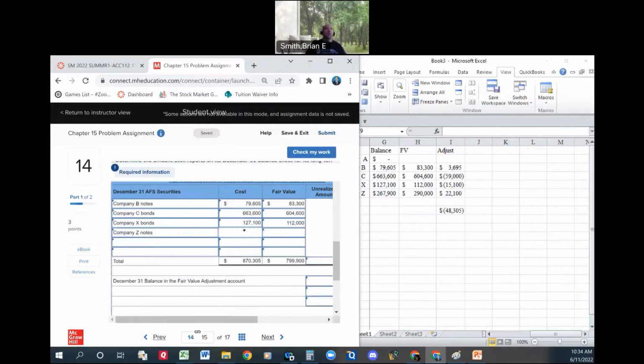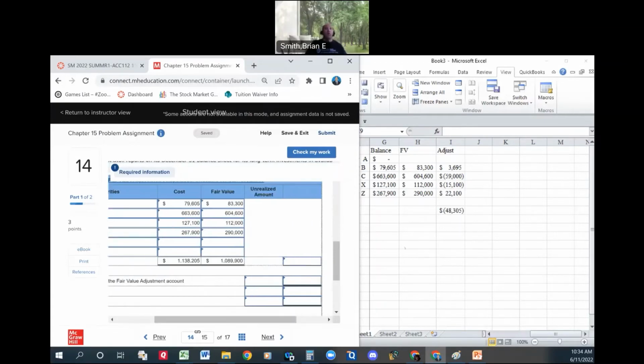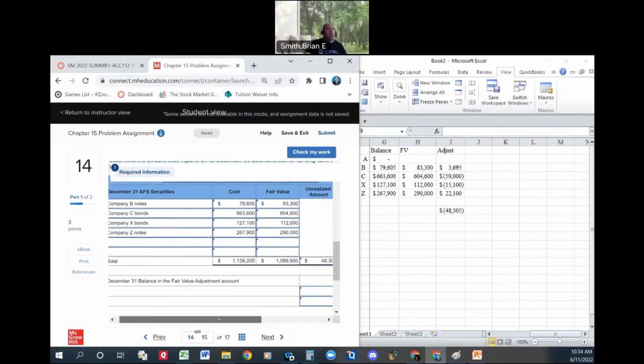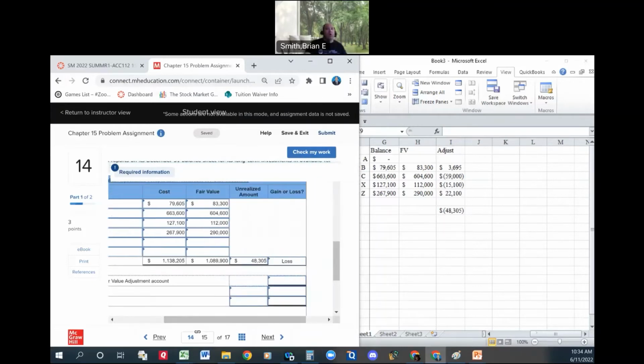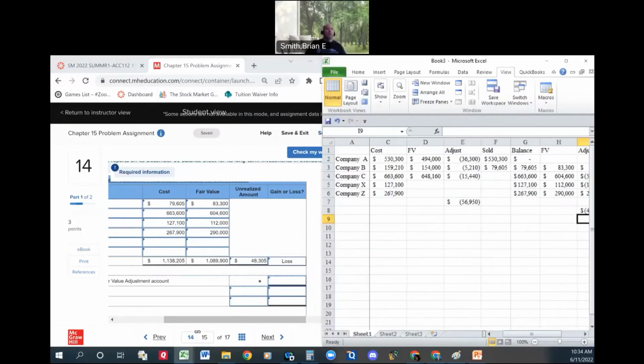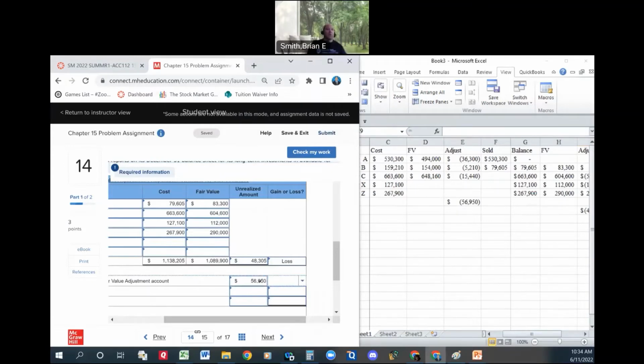267,900, 290. Okay, so our fair value adjustment is going to be, we want the full amount. It's going to be a reduction of 48,305, and we're going to call it a loss. So now it says our December 31st balance in the fair value adjustment account. What was it? Well, before, it was a 56,950 loss. Oh, debit.